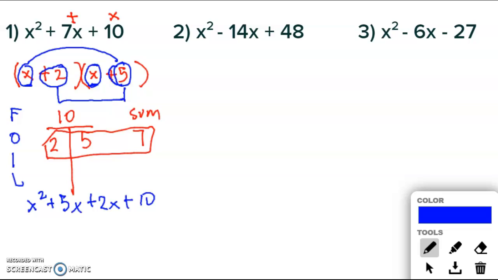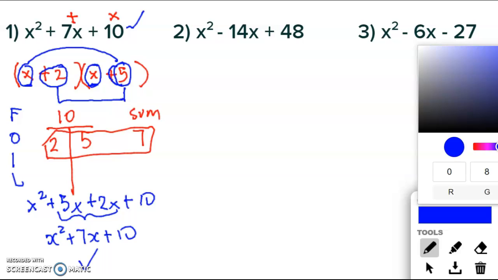And quickly, I add the like terms here, and I am left with x squared plus 7x plus 10, which is my original equation or expression. Okay, so I know that this is true. I do want you to factor them, but I also want you to get good at multiplying it out using the FOIL method. Okay, so then let's go on to the second problem.